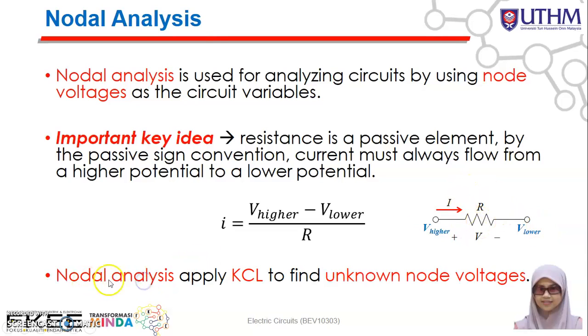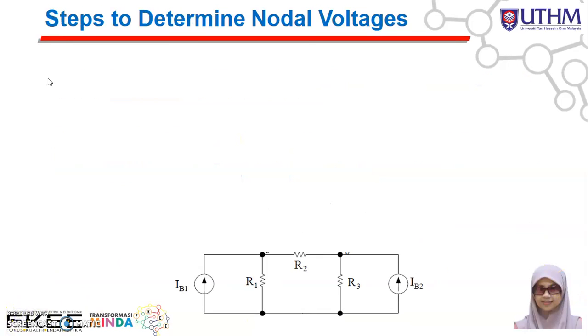For nodal analysis, we apply KCL to find the unknown node voltages. Unlike the mesh analysis that we learned in the previous video, where we applied KVL to find the unknown mesh currents. Now let's have a look at the following steps on how to determine the nodal voltage based on nodal analysis. Consider this circuit.